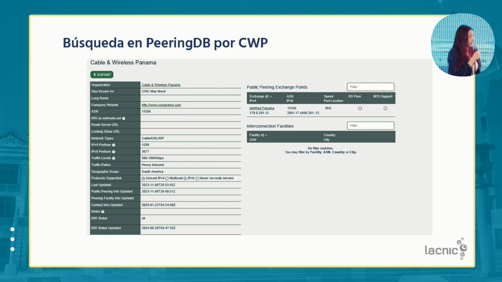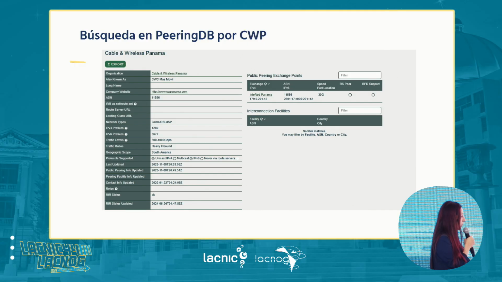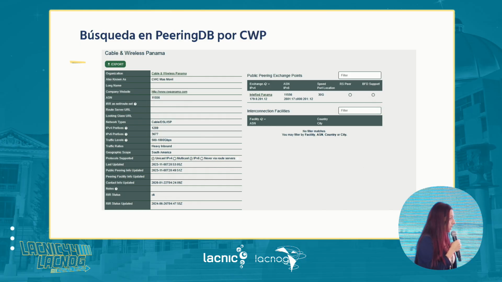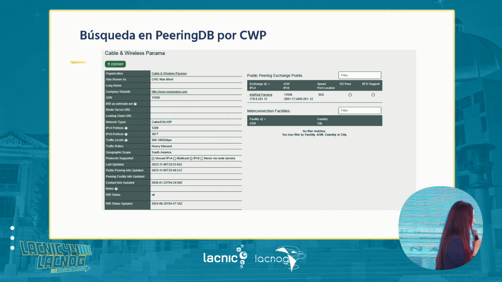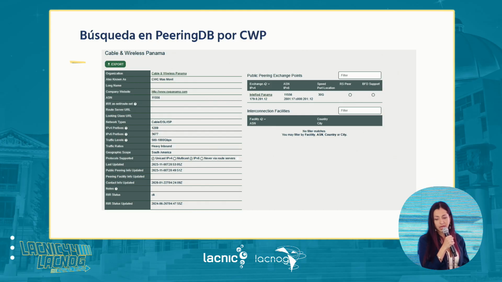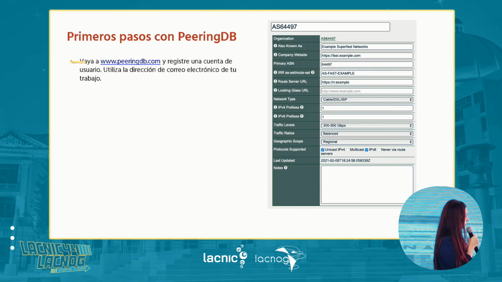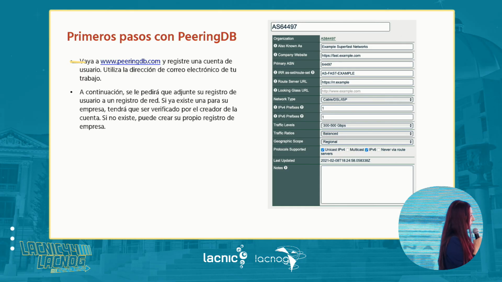Here you can see some information. We have segment information, autonomous numbers, and the last updates. So here I'm showing specific data of the points where the network is present.